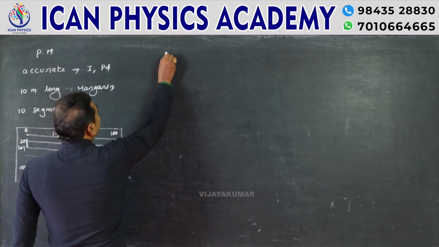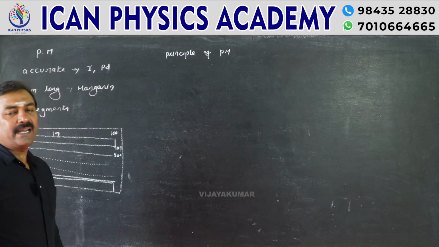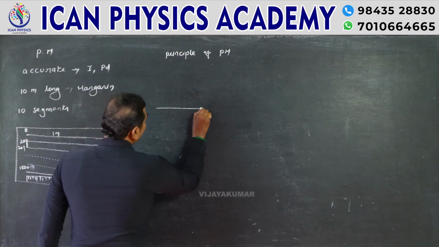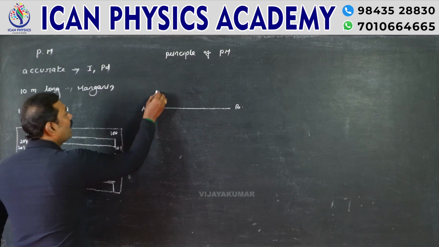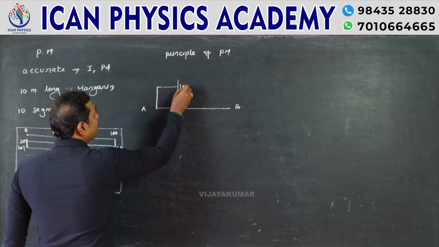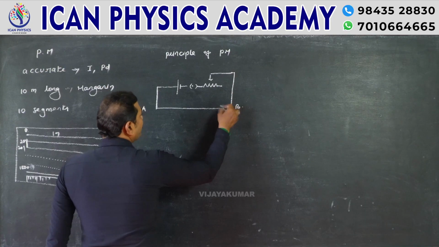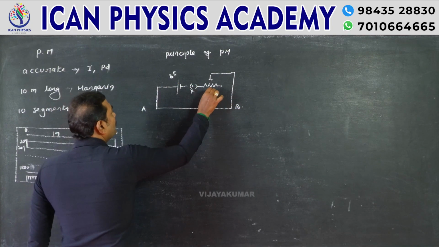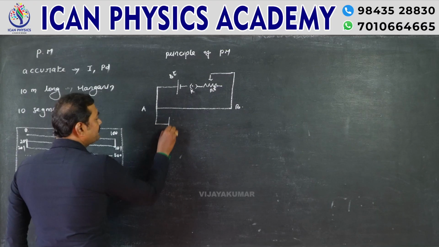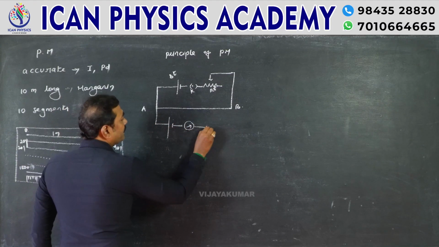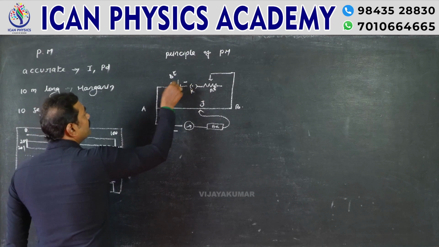So what is the principle of potentiometer? What is the symbol? A straight line which is marked as A and B is the potentiometer. Now the terminal A is connected with the battery. The battery is connected with the key. The key is connected with the rheostat, and it forms the primary circuit. So in the secondary circuit, it is connected with a battery, a galvanometer, a high resistance, and a jockey. So positive, negative.